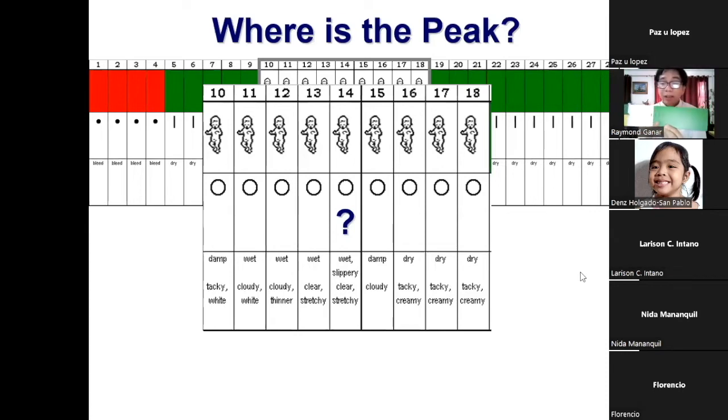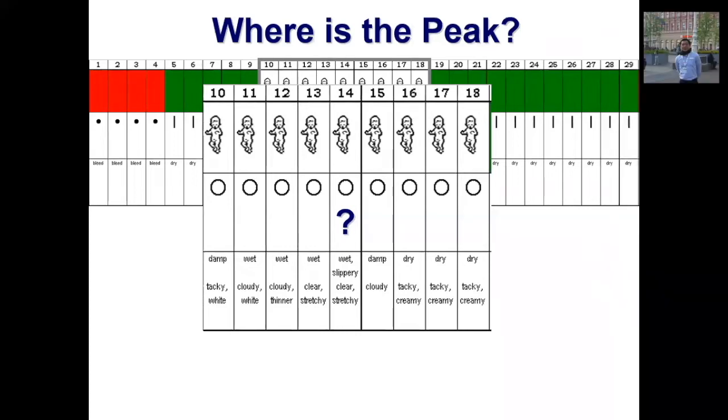After the peak day, it is totally dry, no? Okay, but this one is different, no? Look at the symbol of day 15, day 16, day 17, and day 18. The symbols are in circle because there is a mucus visible, no? Tacky, creamy, tacky, creamy, tacky, creamy. That is 16 to 18. And then 15, damp, cloudy.